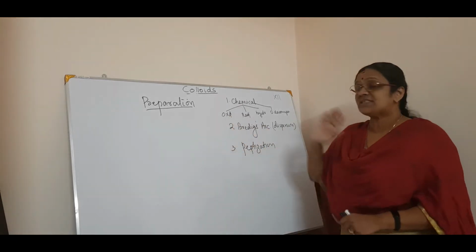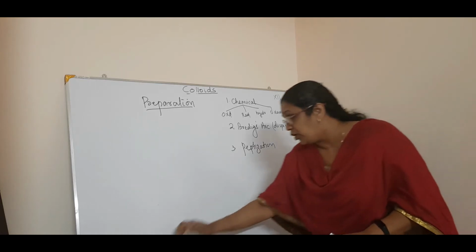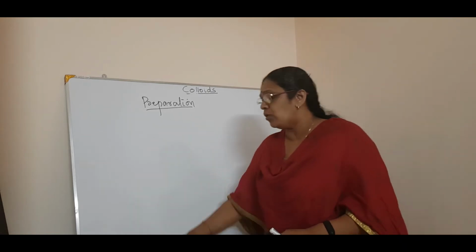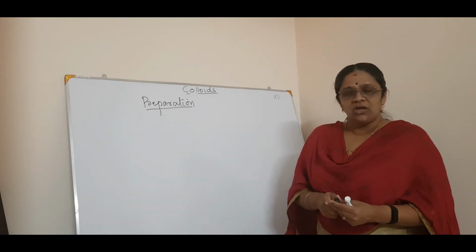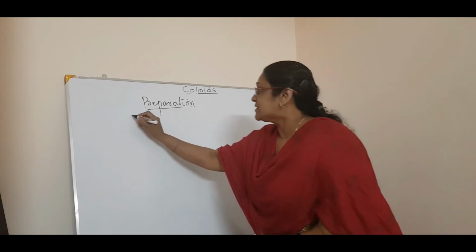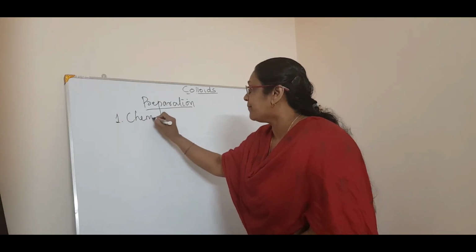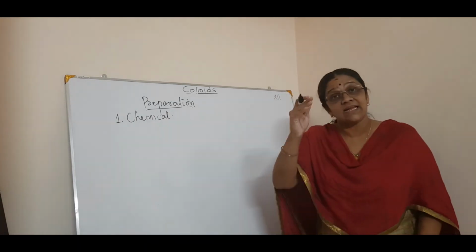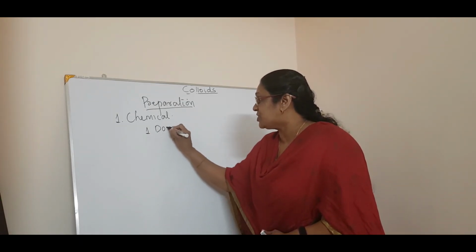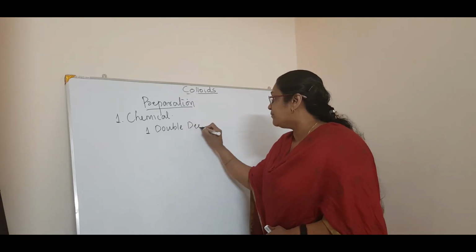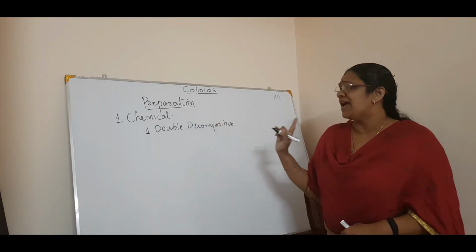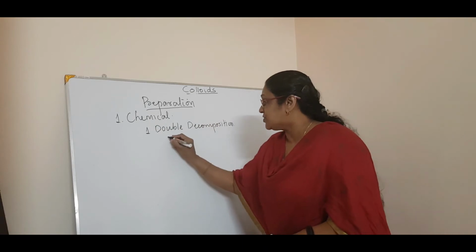Now, we will see first the chemical method. How will you prepare colloids by a chemical method? You just want to know only the chemical equation. You are not going into further details, just how it happens. So, first is chemical methods, which are subdivided into 4. In the first case, it is double decomposition. Just to study the reaction, that's all.